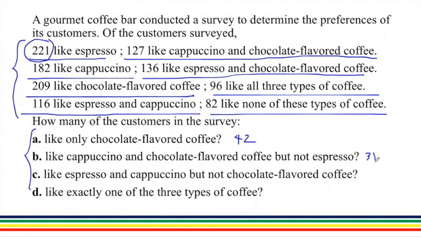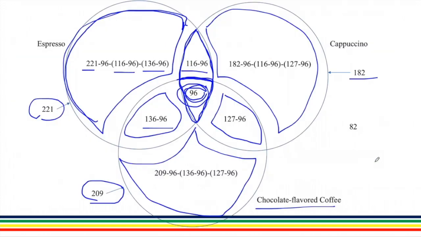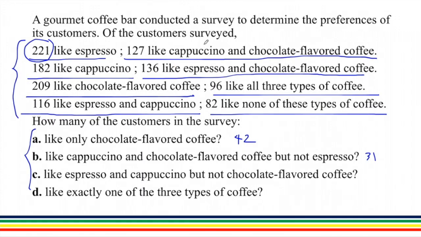And for letter C, like espresso and cappuccino but not chocolate. So espresso and cappuccino but not chocolate. So this is the 116 minus 96. And that is 20.